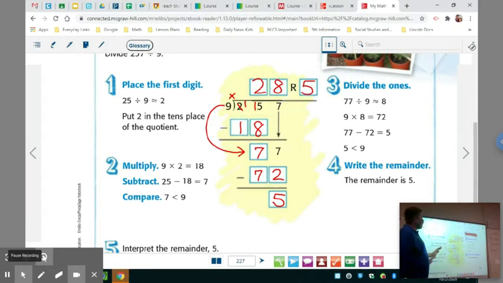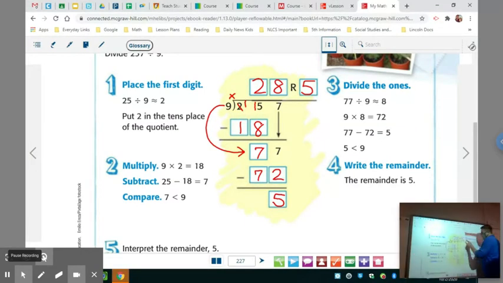So what the question is asking now is, how many evergreens can you plant in one area? So what is that answer going to be? 28. Casey says 28. What does the remainder 5 represent though? 5 trees left over. 5 trees are left over that you can't put in those 9 spots, right?